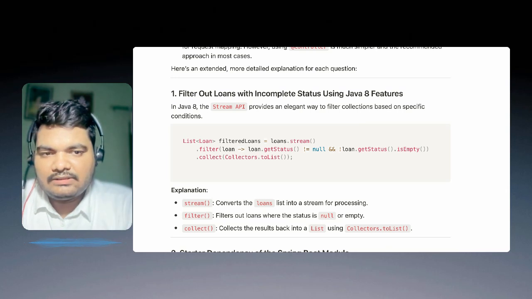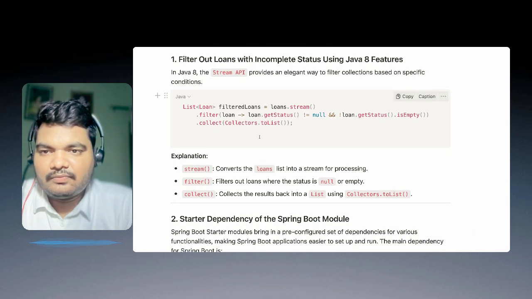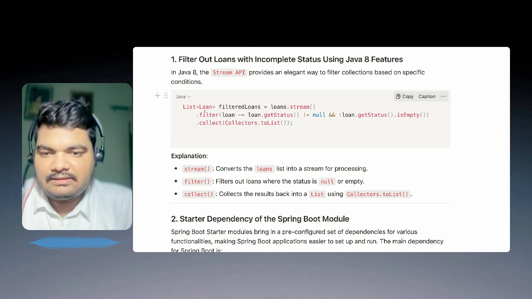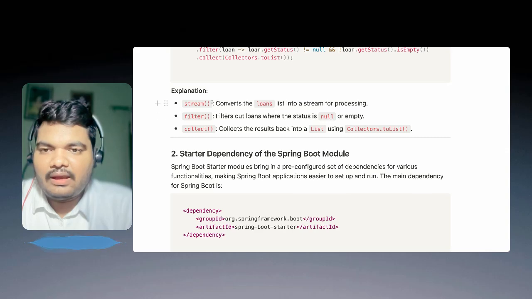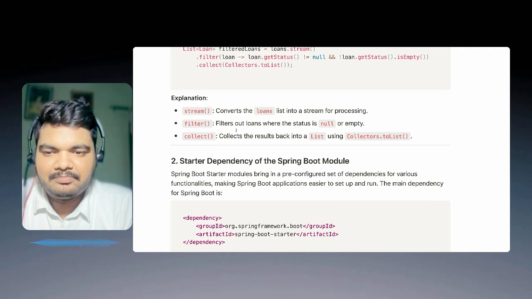One such question that was asked was to filter out the loans with incomplete status using Java 8 features, right? So I've given a small example: you take a list of loans, convert it to a stream, then apply the filter method and pass a lambda. Check that status is not null and not empty, then collect it as a list. So a basic example is given, and then why these methods are used. This will help you understand it in depth.